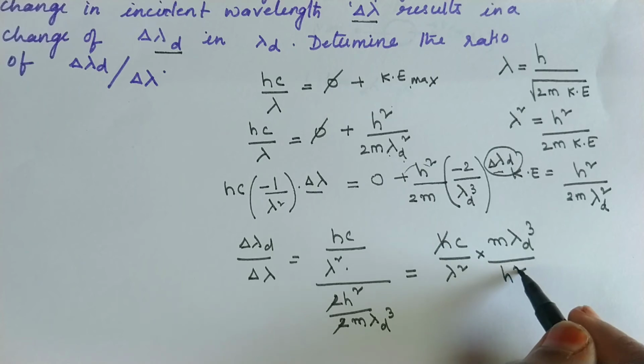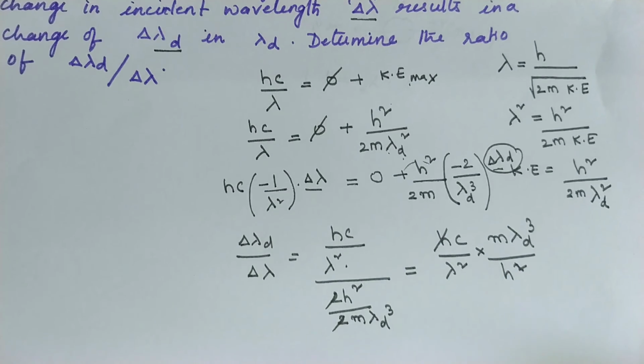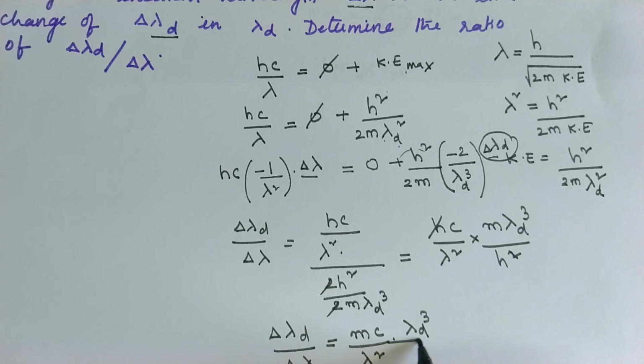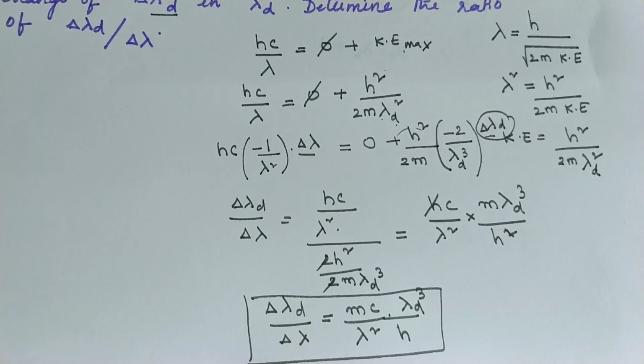You can remove one h, so we get this ratio, the change in de Broglie wavelength when incident wavelength changes, which should be mc by lambda square into lambda d cube divided by h. So this gives you the ratio of change in de Broglie wavelength to change in incident wavelength.